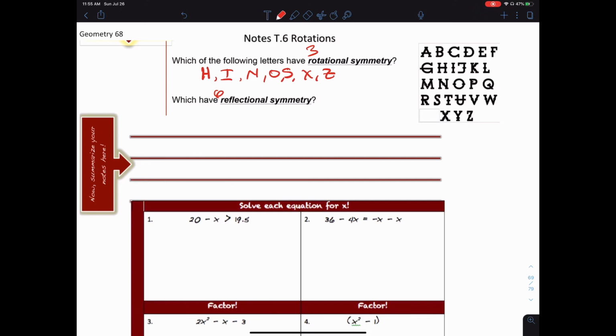Which have reflectional symmetry? There's a bunch of these. Let's just name a few. A, B, C, D, E. Let's get real crazy here. W. And my handwriting is not perfect. So mine may not look like it, but if it was written perfectly, then they would have reflectional symmetry.